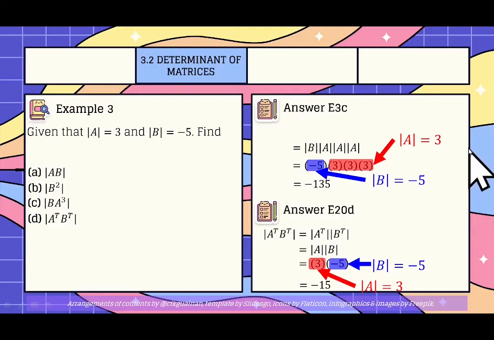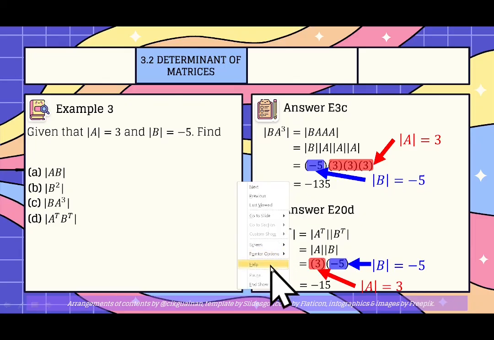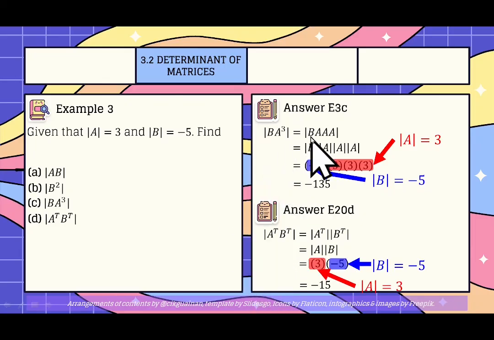Okay, let's go to the third one, BA to the power of 3. Over here you can see BA to the power of 3 is BA multiplied by A multiplied by A. So we can separate them: determinant B multiplied by determinant A multiplied by determinant A multiplied by determinant A. All these determinants we can replace by their respective values to get minus 135.